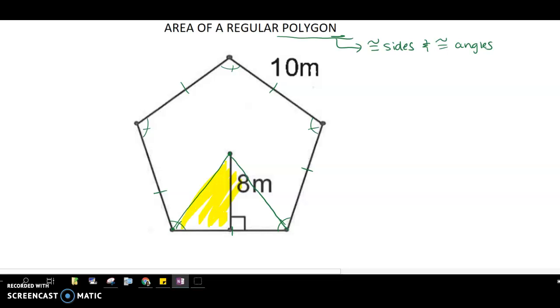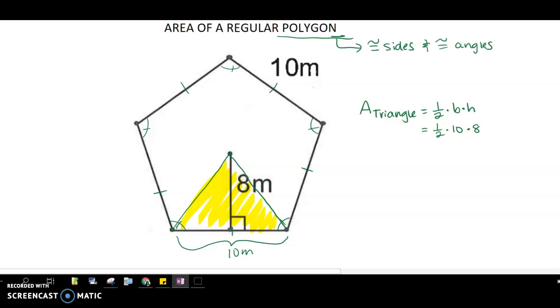Now remember how to find the area of a triangle. That is half base times height, or base times height divided by 2. Since I know all of my sides are congruent, this side of the triangle is 10 meters. I'm going to use that as the base. And the height of this triangle is given as 8 meters.